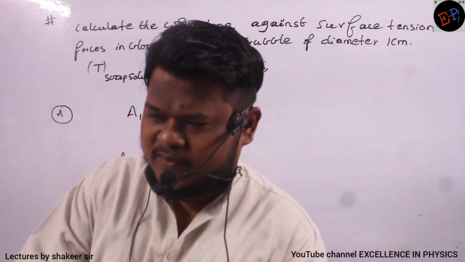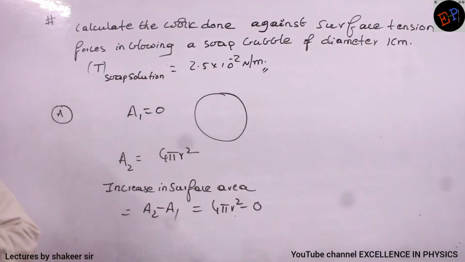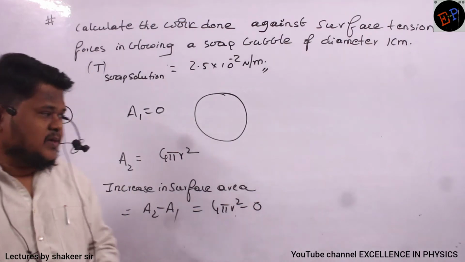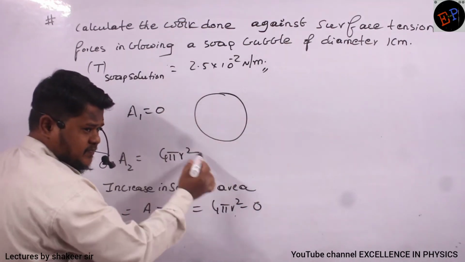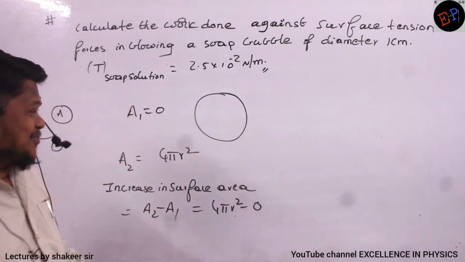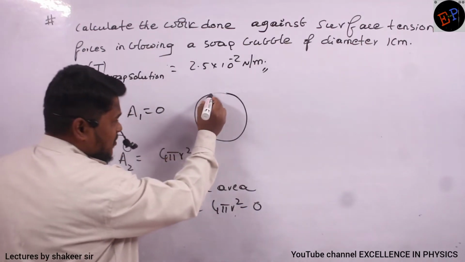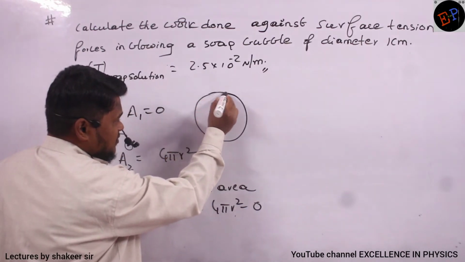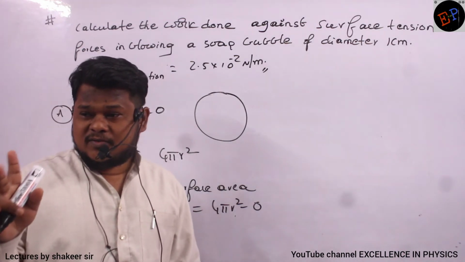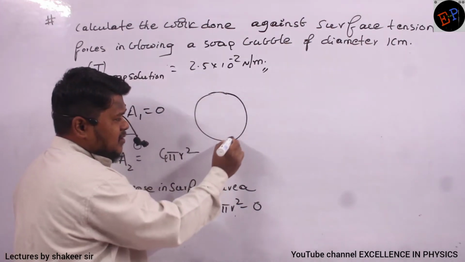Surface area formula of a sphere is 4 pi r square only. But in this condition, it is not correct. What is the reason? Soap bubble means what? Soap bubble means soap bubble. But the point is that soap bubble has how many surfaces? Soap bubble has 2 surfaces which are open to the atmosphere. Soap bubble is a layer of liquid.